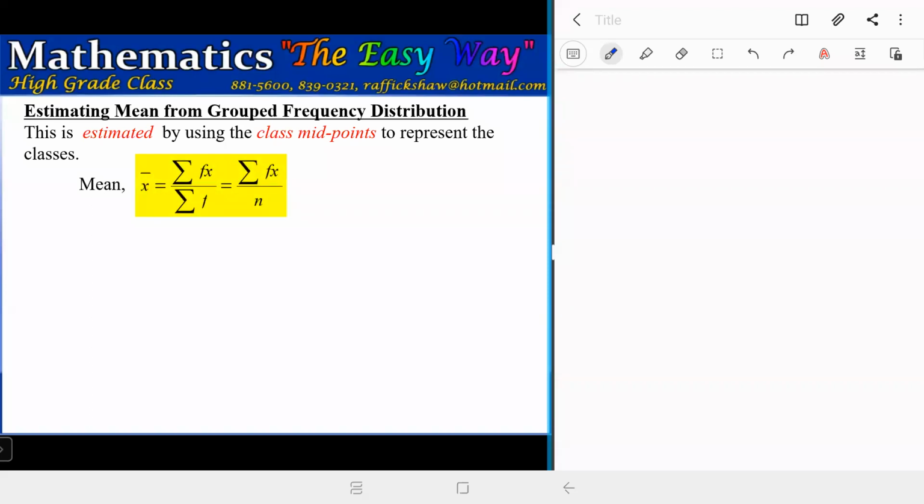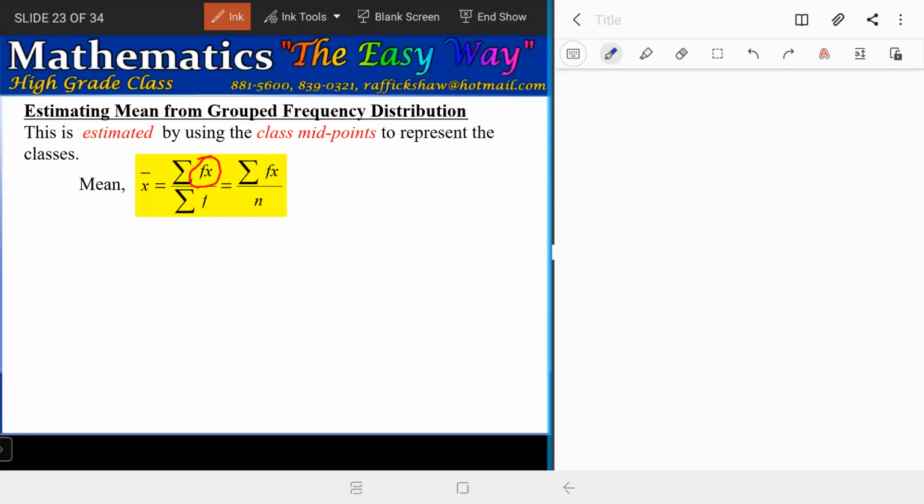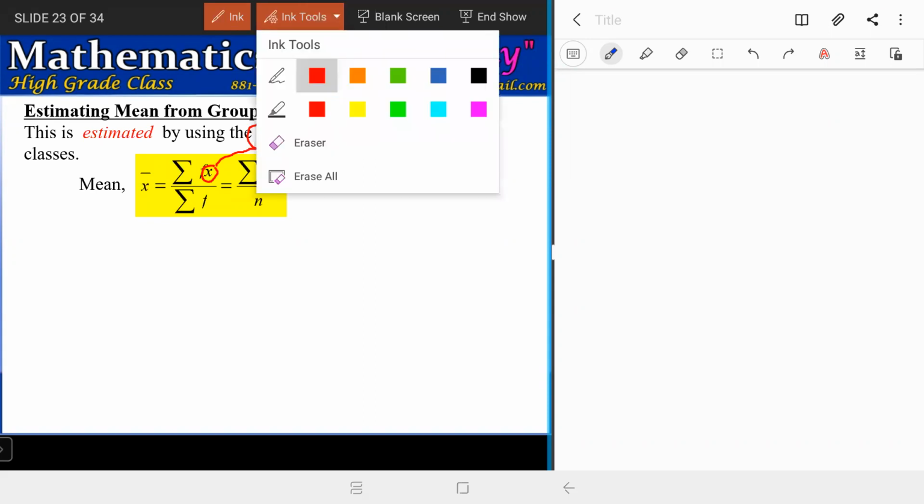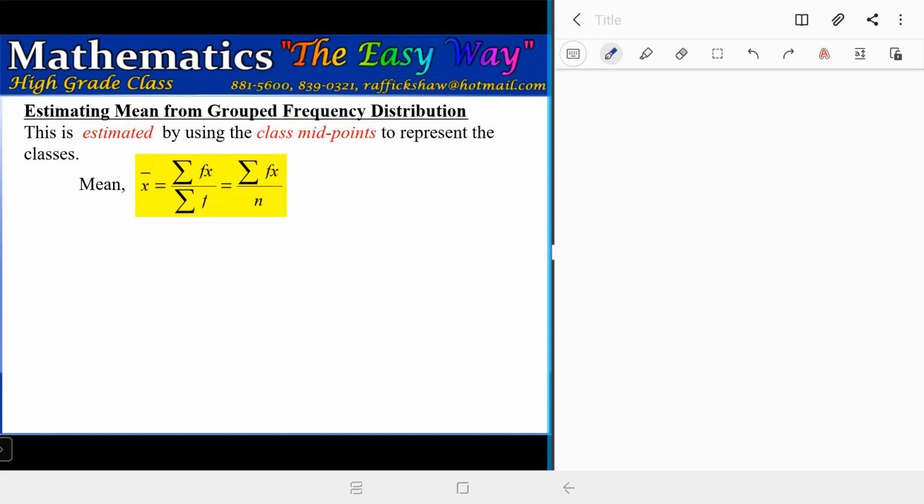Sum of fx, where fx is the sum of the data, divided by the number of data, which is the sum of the frequency. We're using that same formula, just that because the data is grouped, the x value that we're using is going to be the class midpoint. So it's like you convert grouped data into ungrouped data, but you're using class midpoints.